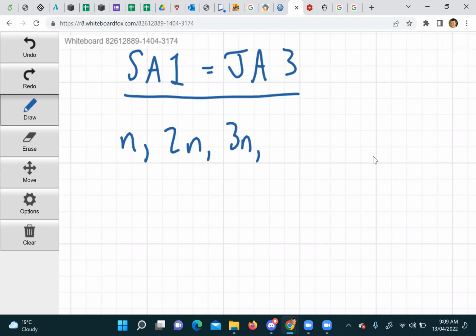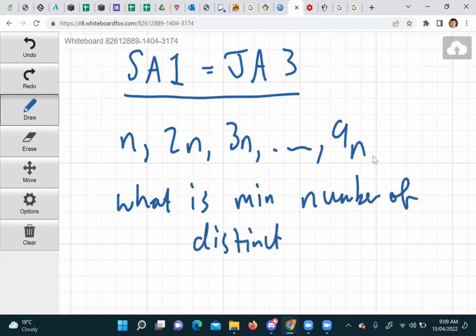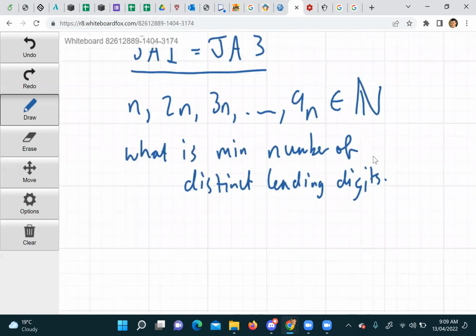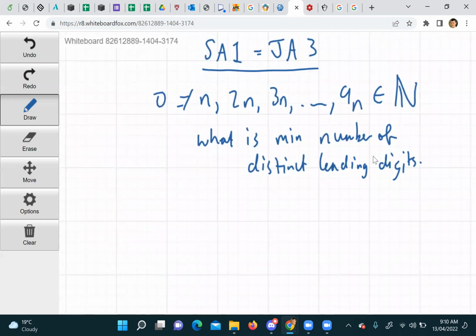3n, all the way up to 9n, what is the minimum number of distinct leading digits you can have? And you're told that they're all positive integers. Okay, and n is not 0.